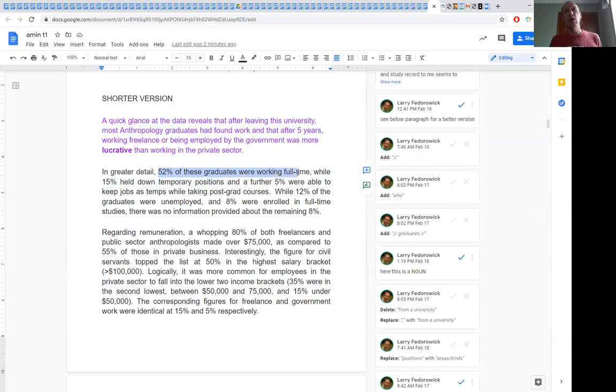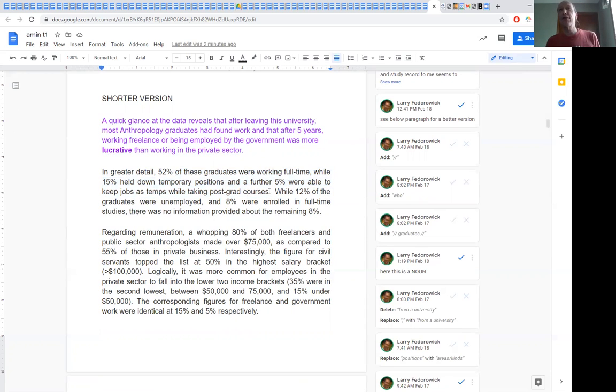52% of these graduates were working full time. Now, for those of you that are my students, you know that I often mention this. It's a good thing when you're describing a graph where there's no change in time to start off with a figure. It usually leads to an easy, compact, easy to understand sentence, right? So 52% of these graduates were working full time, while 50% held down temporary positions, and a further 5% were able to keep jobs as temps while taking post-grad courses.